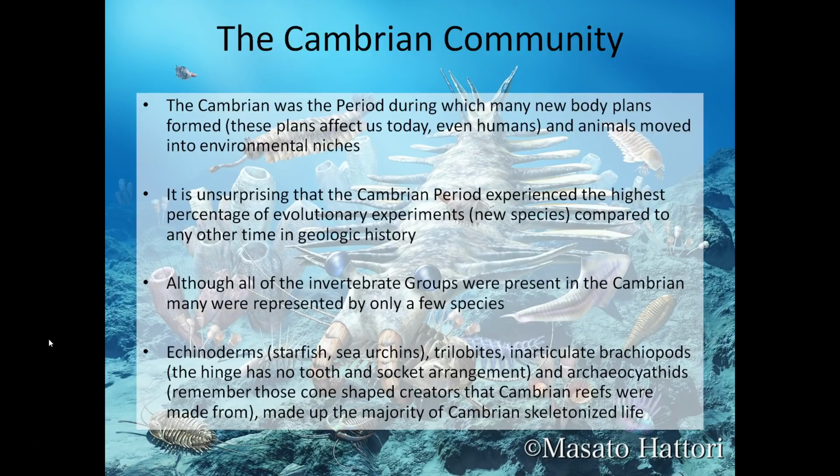So although all of the invertebrate groups were present in the Cambrian, many were only represented by a few species. So there wasn't a huge diversity of organisms in each of the groups. That's purely because life hadn't had time to develop a broad range of organisms in each group. So in the Cambrian, we have the echinoderms, so the starfish and sea urchins. We have trilobites, we have inarticulate brachiopods, so that's due to the hinge and tooth and socket arrangement, which we'll cover in just a few slides.